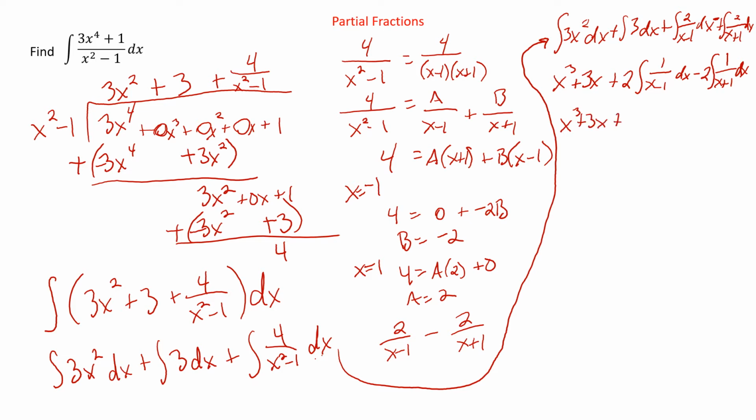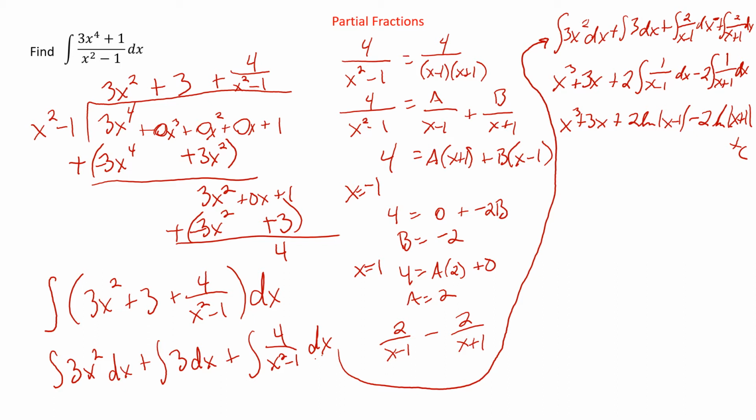So that's plus 2 natural log of x minus 1. So if we take the derivative of natural log of x minus 1, we get 1 over x minus 1 times the derivative of x, which is 1. Checks out. Minus 2 times natural log of x plus 1. Then we'll have a plus c in there.